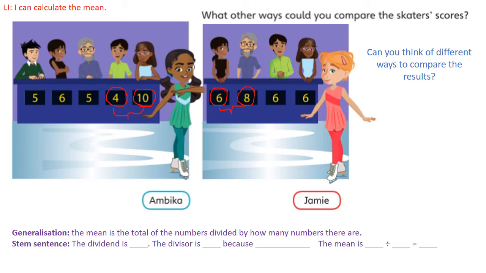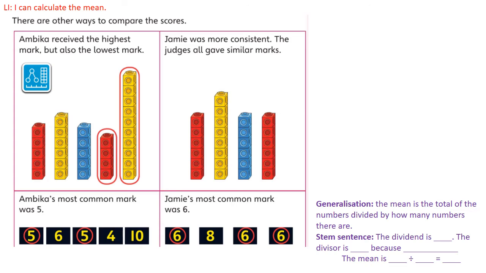Another way that we could compare them is looking at which scores appear more often than any of the others. So for Ambika, maybe we should say her score is 5 because she's got 2 5s. Whereas Jamie has 1, 2, 3 6s. So that would be another way to compare. But we've shown it with cubes here.